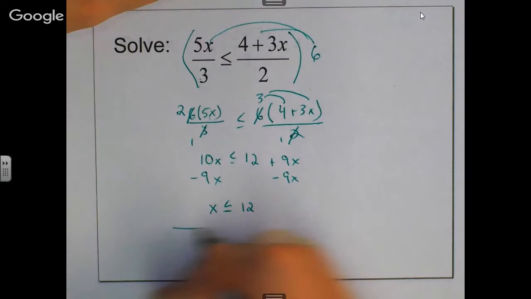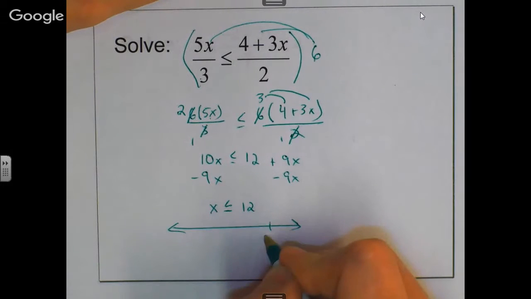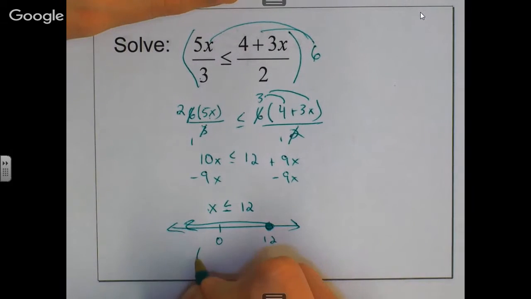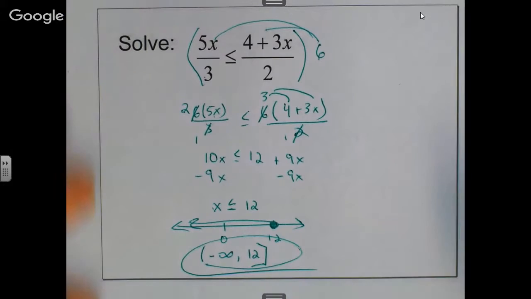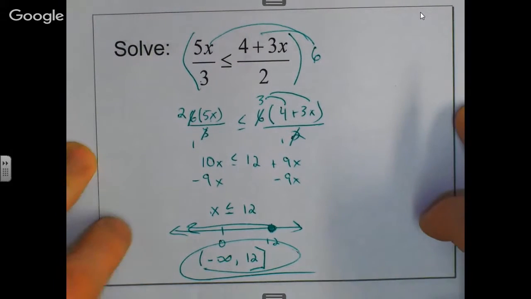And my interval, there's 12, there's 0. I have a closed circle because it's equal to, and I want x to be less than 12. So that's going that way. So that says negative infinity to 12 bracket. And this will be the answer I'm looking for. Okay.